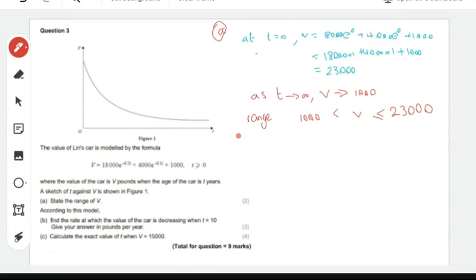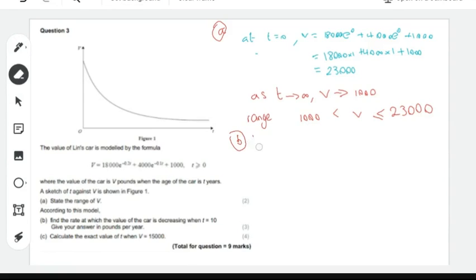Cool. For part B, find the rate at which the value of the car is decreasing when t equals 10. Give your answer in pounds per year. So here we've got to do differentiation.